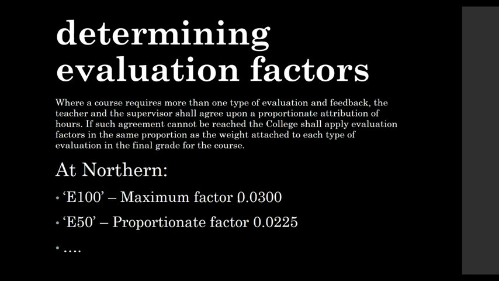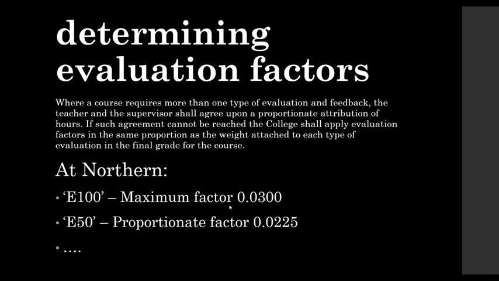Now, at Northern College, there seems to be a pretty standard approach for assigning evaluation factors. And it's not really an area that you end up discussing that much necessarily, at least not to that detail that we just saw in the previous examples or previous slides. So at Northern, they use these kind of shorthands, E100, E75, E50. There may be an E25. I'm not exactly sure how far down the list they go with this. But they use this shorthand.